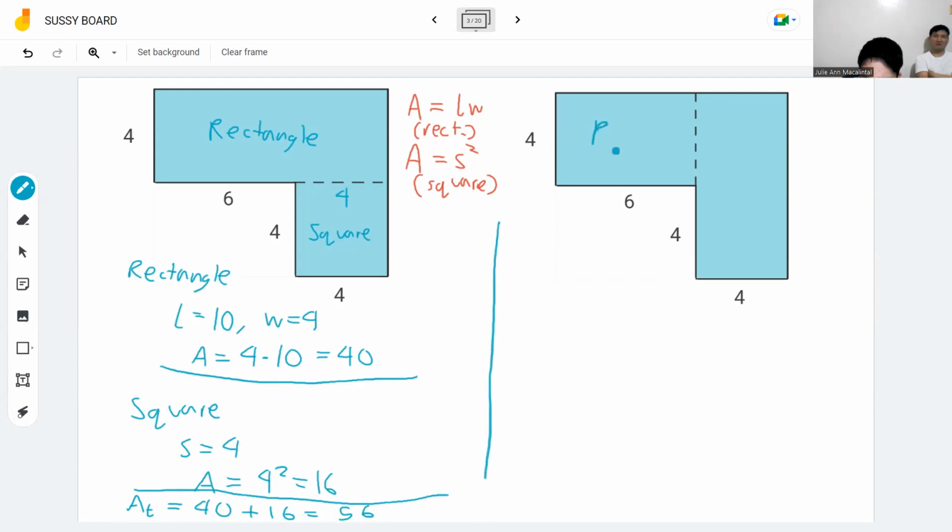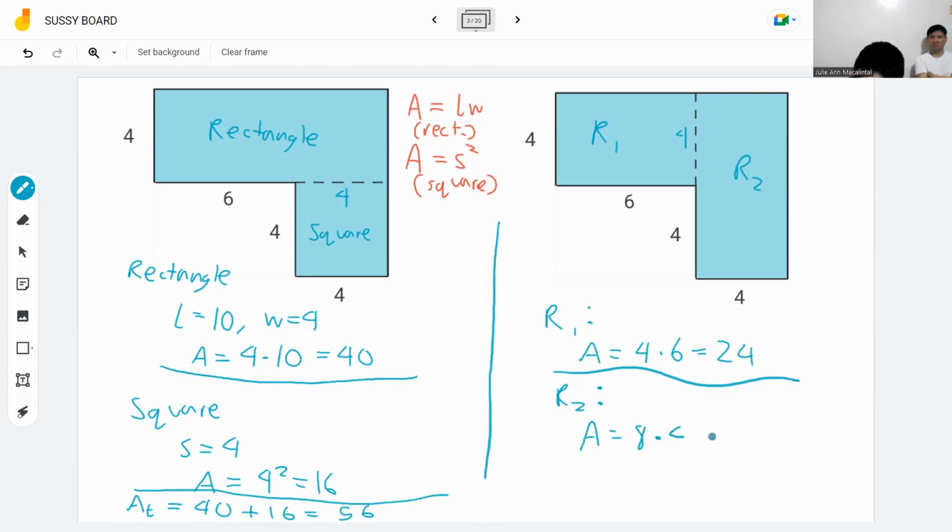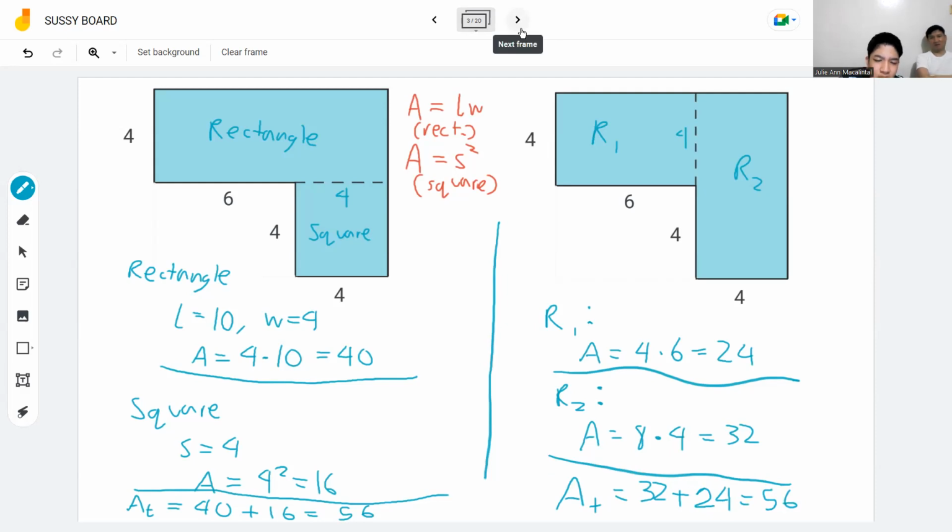So here, let's say this is rectangle 1 and rectangle 2. Rectangle 1 area is equal to 4 times 6, 24 square units. Rectangle 2 is 4 plus 4, 8, and this is equal to 8 times 4 equals 32. So the total area is equal to 32 plus 24 equals 56. It's the same total.